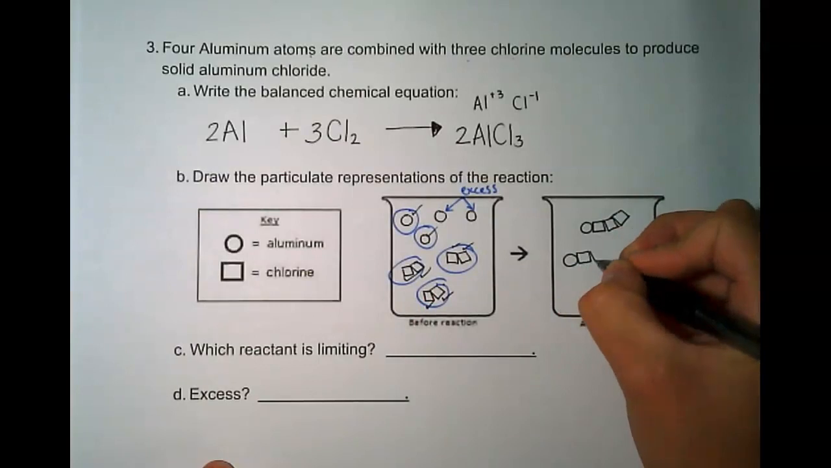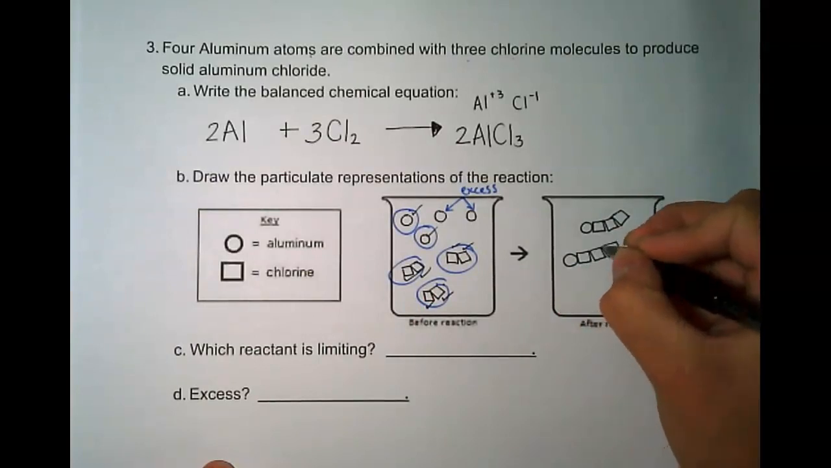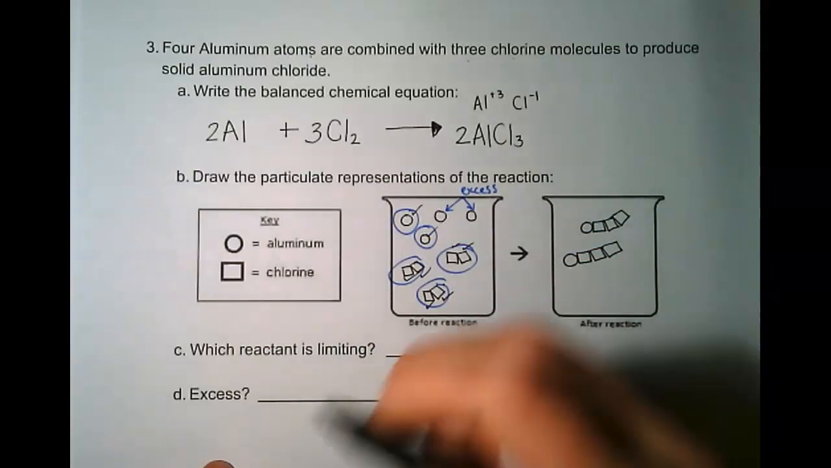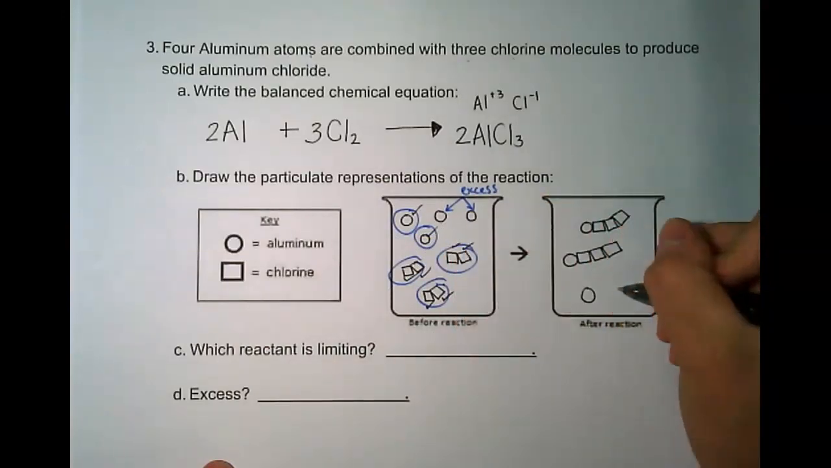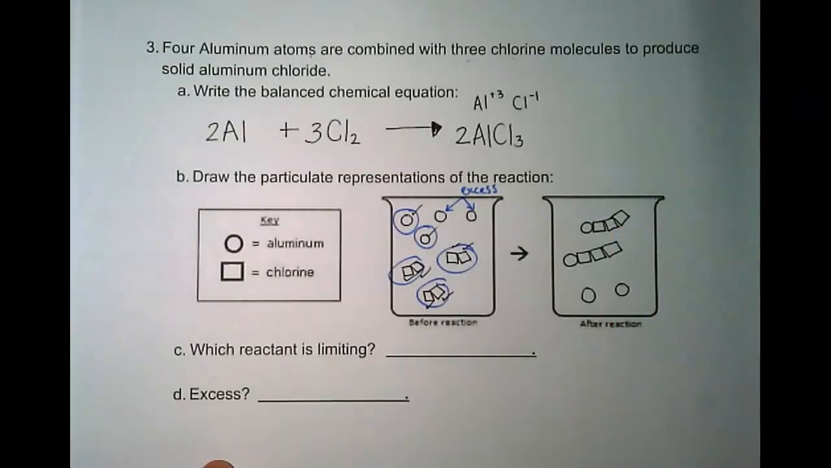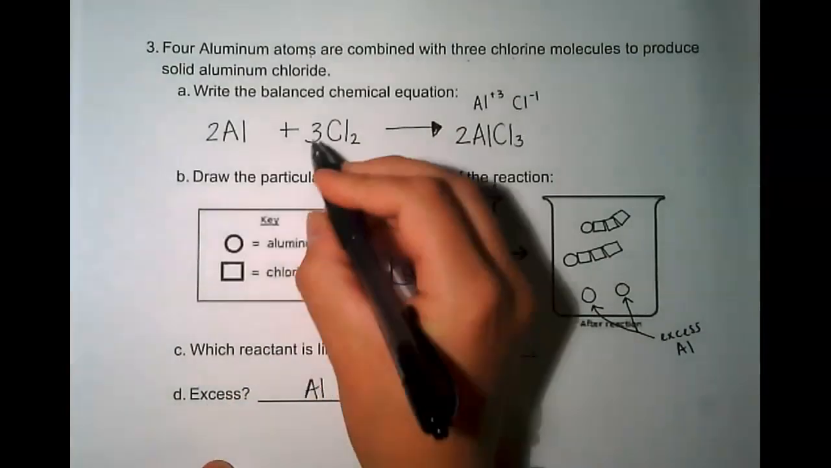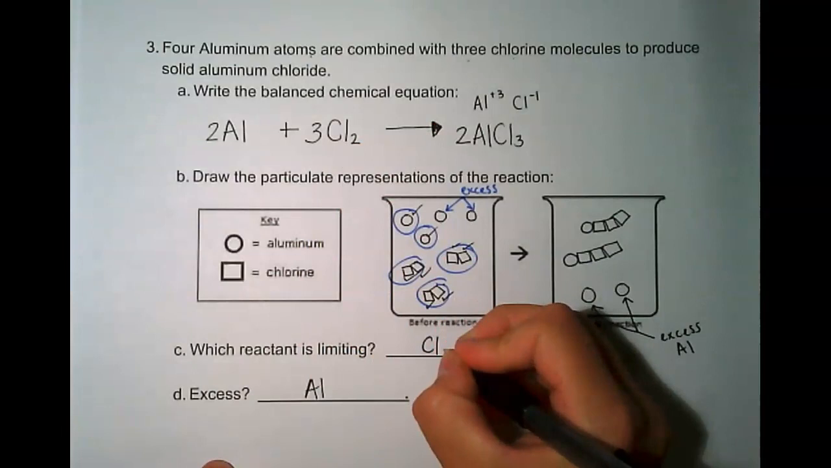Okay, and we've used up everything that we can, and we just have leftover aluminum. So we'll just draw our leftover aluminum atoms. These are excess reactant. They are not a product, they are just leftover aluminum. Excess aluminum. So our excess reactant is aluminum, and our limiting reactant is our Cl2.